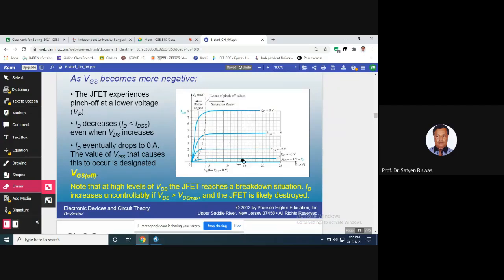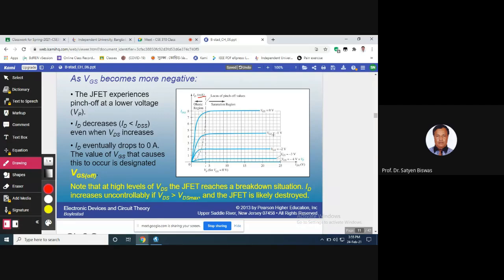For example, let's say saturation current. We have seen that when VGS equal to 0, then how much is the saturation current? IDSS is around, this curve is there, 8, right? Around 8. What is this? Oh, his scale is milliampere. The unit is milliampere. So that means when VGS equal to 0, the maximum current or saturation current is IDSS equal to 8 milliampere.